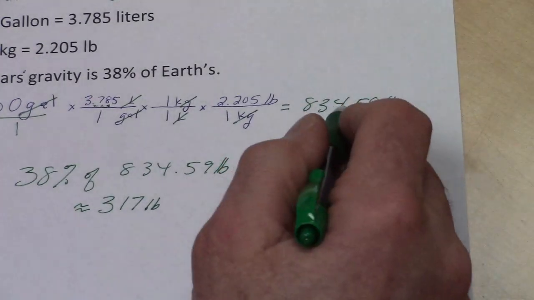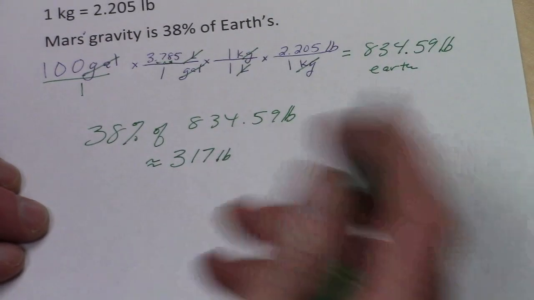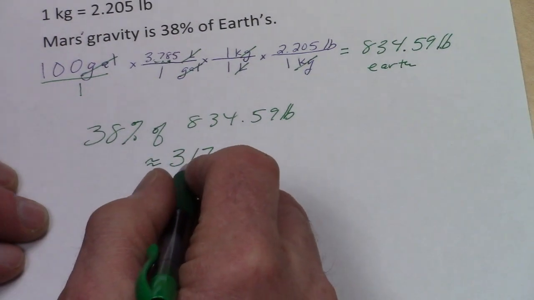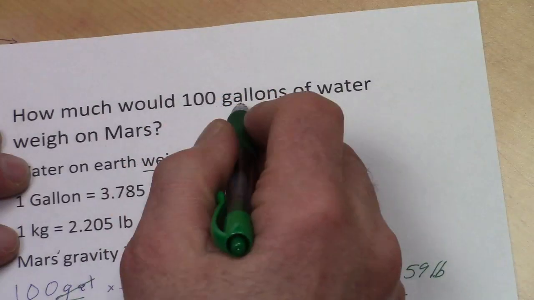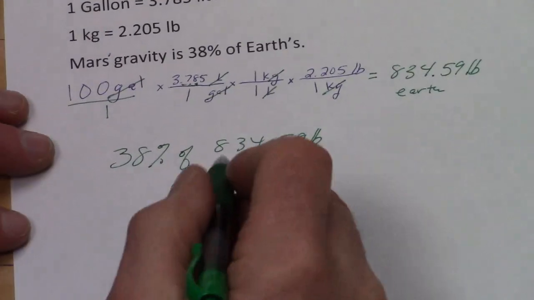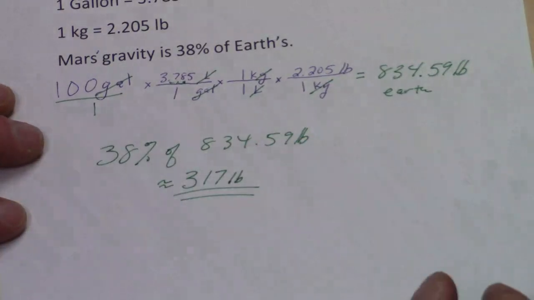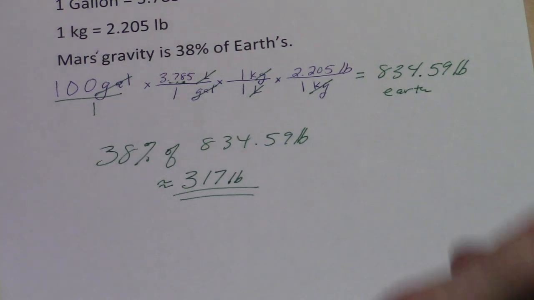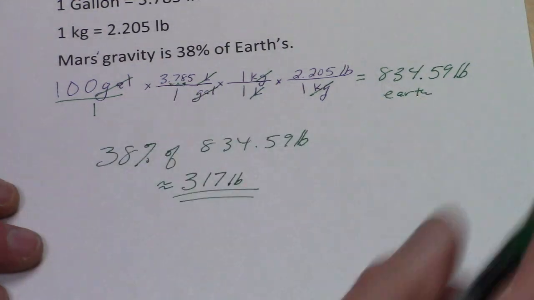Well, that's quite a bit less. 100 gallons, we would never think of being able to haul 100 gallons alone on Earth. But 317 pounds, if that was in a barrel or something, then 100 gallons, 2 50-gallon barrels. 50-gallon barrels are common. So that would be half of that, only 160 pounds or so. So anyway, that is how you convert a unit on Earth to units on Mars with our conversion factors.